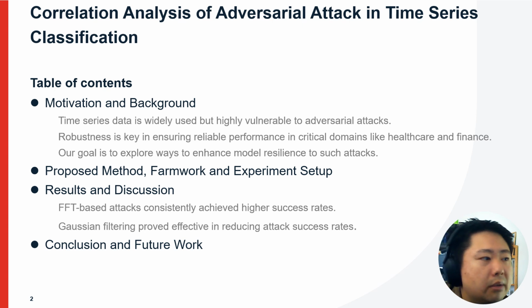In the results, the main finding is that FFT-based attacks consistently achieve a higher success rate, and Gaussian filtering proves effective in reducing attack success rates, which can help model robustness. Next, I will give some conclusions and future work about the research.